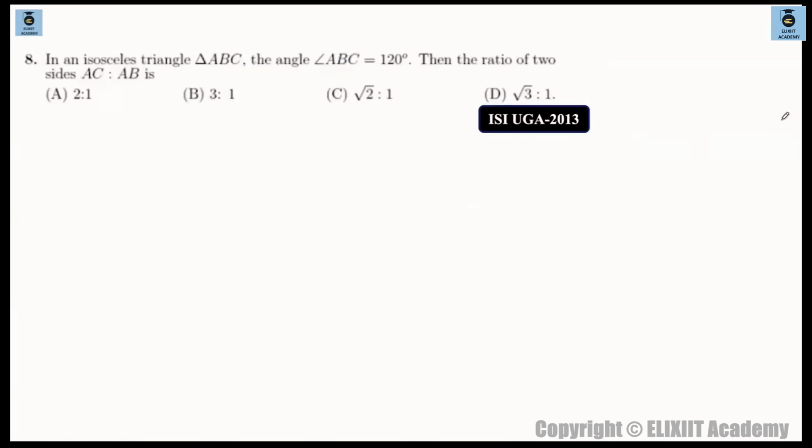Next question. In an isosceles triangle ABC, angle ABC is 120 degrees. Then the ratio of the two sides AC to AB is what?